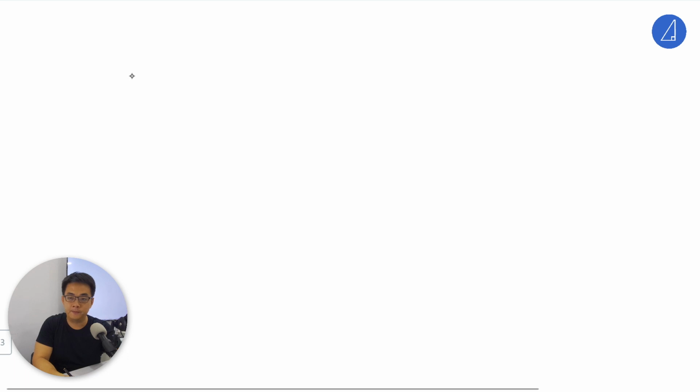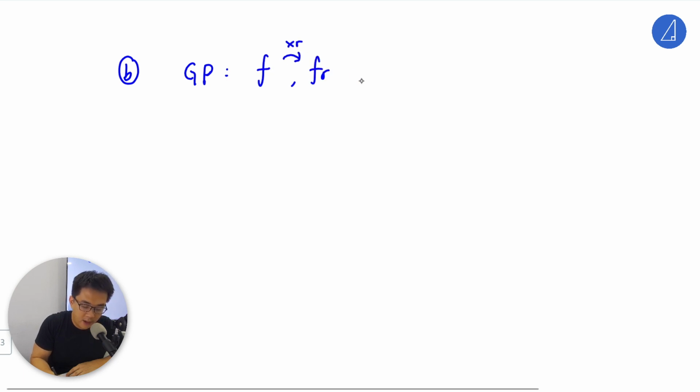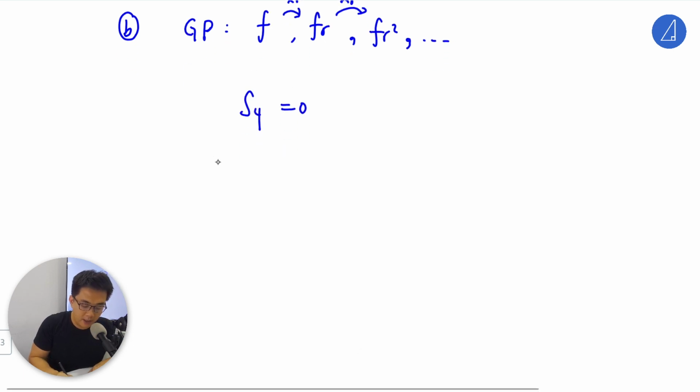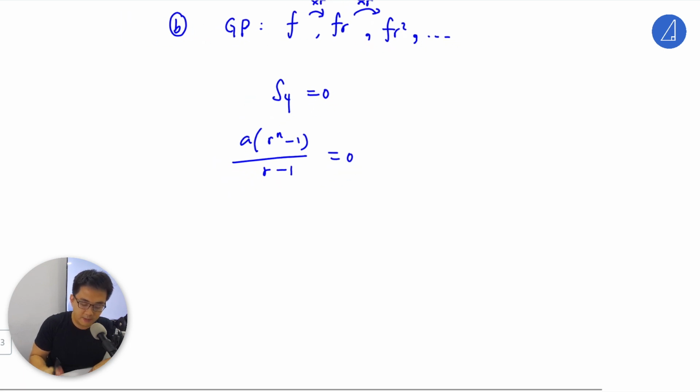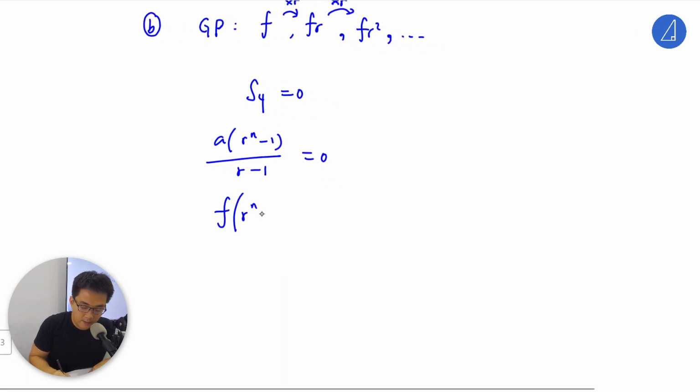Just write it down. I'll write this down, which is a GP. The first term is F, common ratio R. So multiply by R, FR, multiply by R, FR squared, and so on. Okay. We're told that the sum of the first 4 terms, S4, is 0. So S4 would be A(R^n minus 1) over (R minus 1) equals 0. We know that the first term is F, so F(R^n minus 1) over (R minus 1) equals 0.